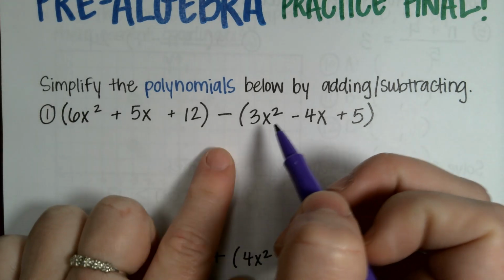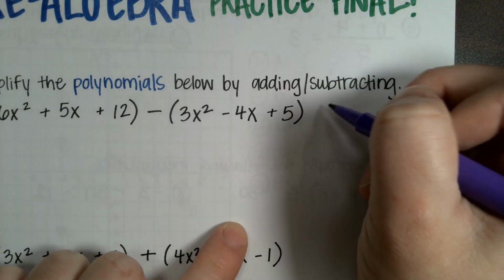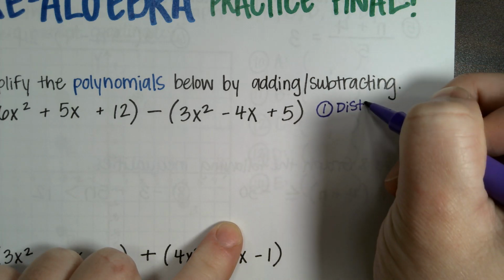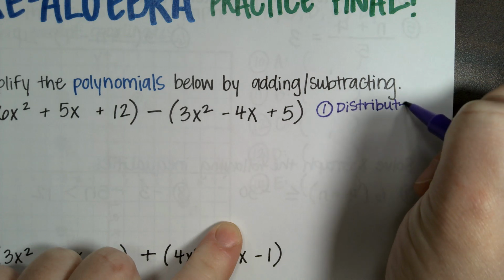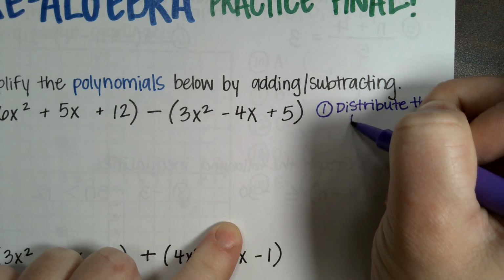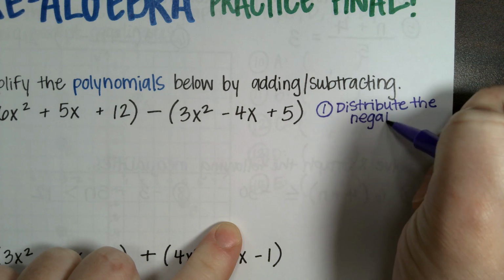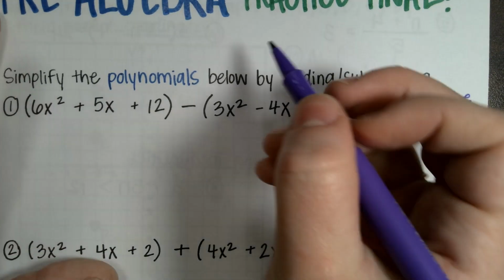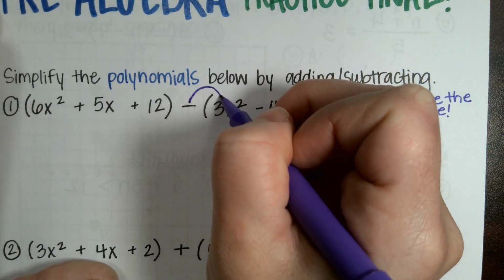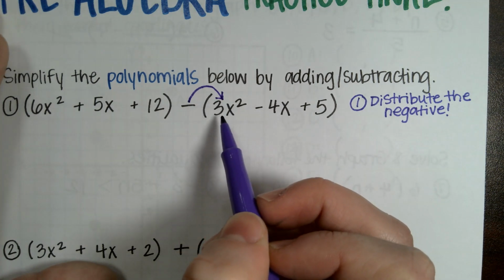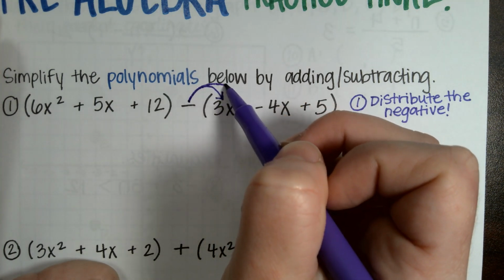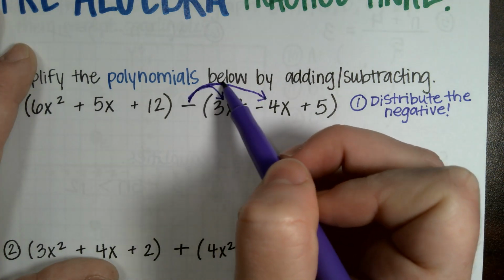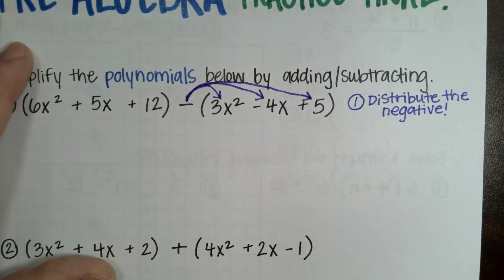So our first step here, let's make a little guide to the side. Step 1, distribute the negative. So that's the first thing we're going to do. So what I'm going to do is I'm going to take this minus and I'm going to draw arrows to my 3x squared. I'm going to draw an arrow from this minus or this negative to minus 4x. And I'm going to draw an arrow to plus 5.